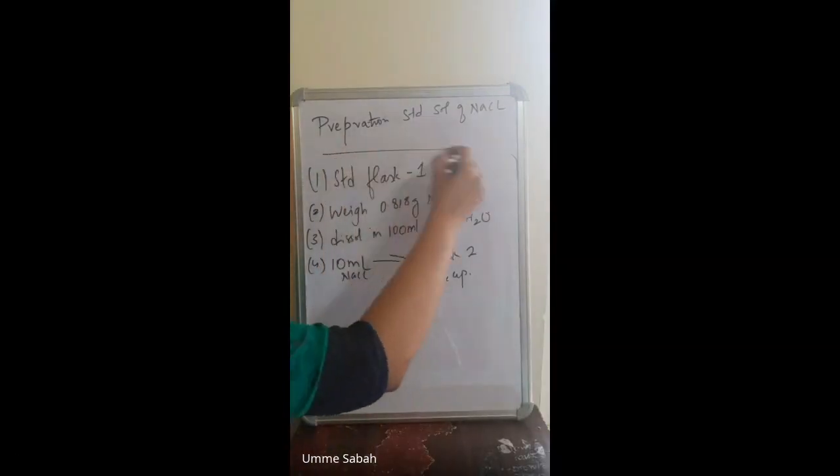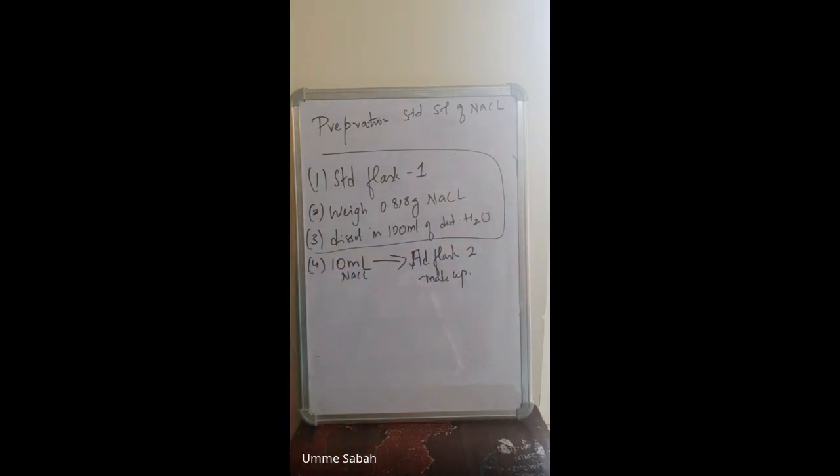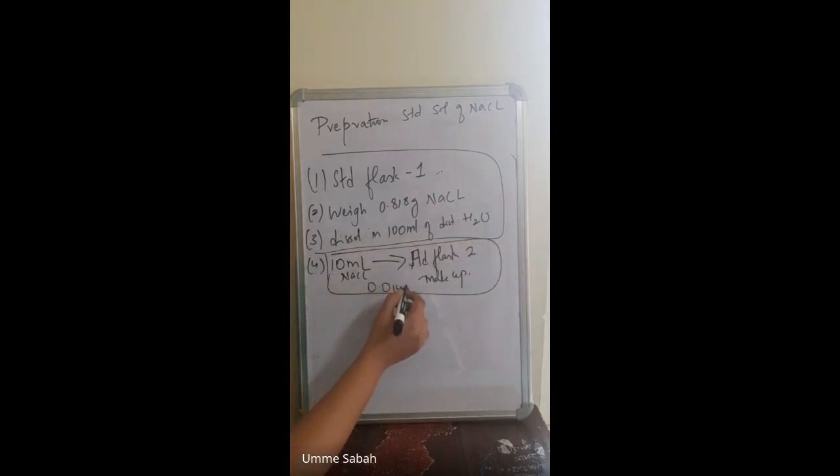Okay? So first you are taking one standard flask. In that you will add 0.18 grams of NaCl and you will dilute it with 100 ml of distilled water. Then from this particular flask, you will pipette out 10 ml, add to the other flask, and then you are making up the mark. Why are we doing so? Because we have to maintain the molarity of 0.014. When we do this, molarity of 0.014 will be maintained. So this is standardization of your NaCl. If it is done, shall we move on to the next one?